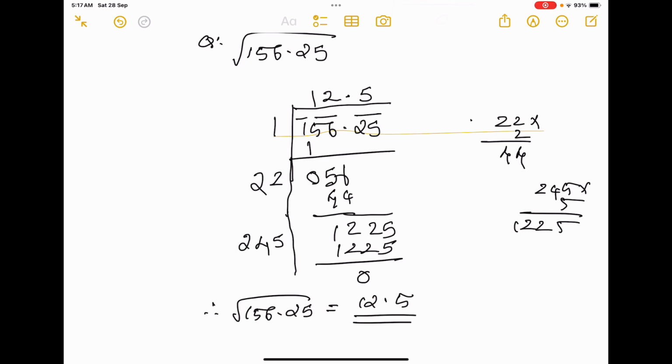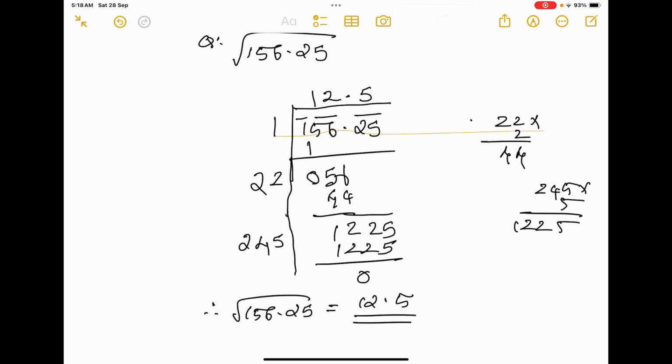Either we want the same number or less than or equal to this number. Then here write 44, subtract it: 6 minus 4 is 2, 5 minus 4 is 1. Then put the decimal. Here next is the decimal, so put the decimal in the quotient. Then bring down the next group, 25.